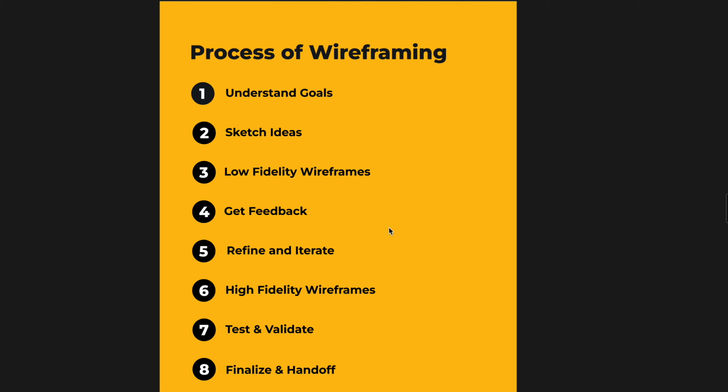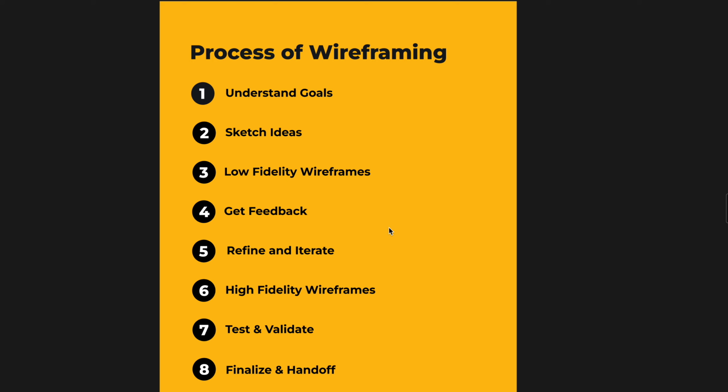Fifth is refine and iterate. Once you get the feedback, you need to refine and iterate your wireframe. You can't say that this is how the structure looks like and this is what I want. You will definitely get a lot of feedback from people, and you will have to refine and iterate as many times as required so that your business and user goals are achieved.